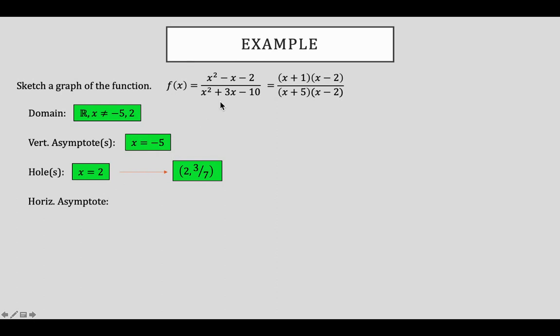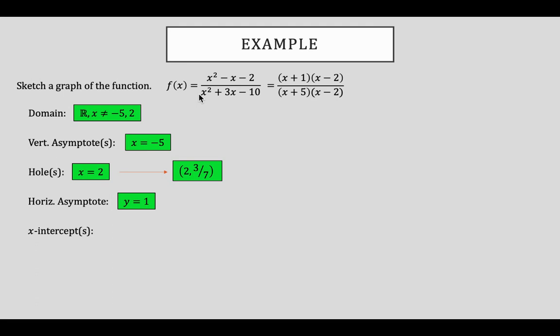To identify the horizontal asymptote, we look at the degree of the numerator and the degree of the denominator. In this case, the degree of the numerator is equal to the degree of the denominator, which means that I have a horizontal asymptote at y equals the ratio of the leading coefficients. Well, the leading coefficient of the numerator here is 1. The leading coefficient of the denominator here is also 1. If I take the ratio of 1 divided by 1, well, that leaves me with 1, giving me a horizontal asymptote at y equals 1.